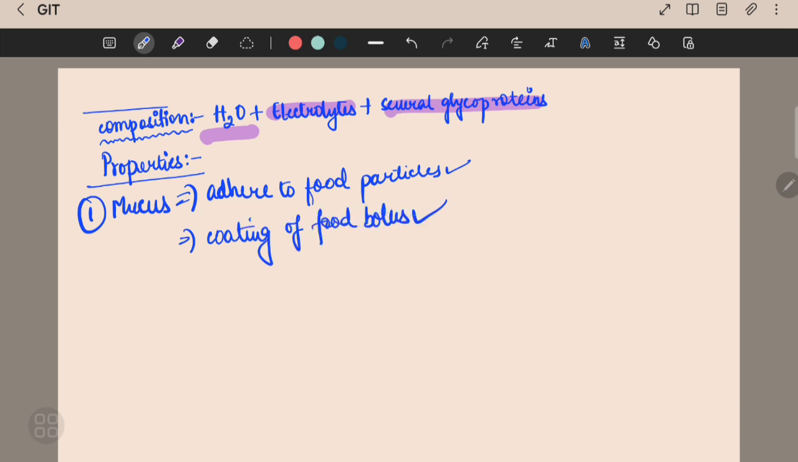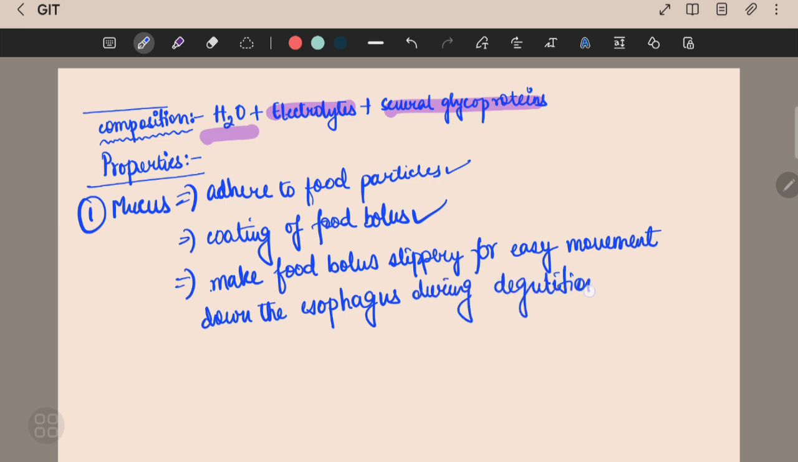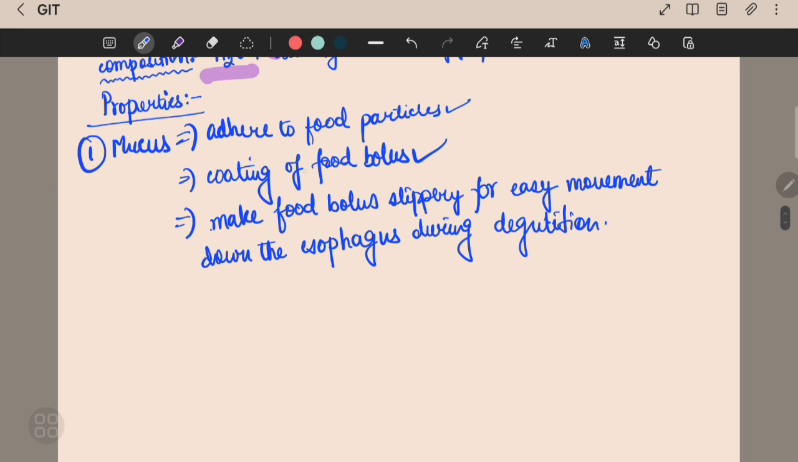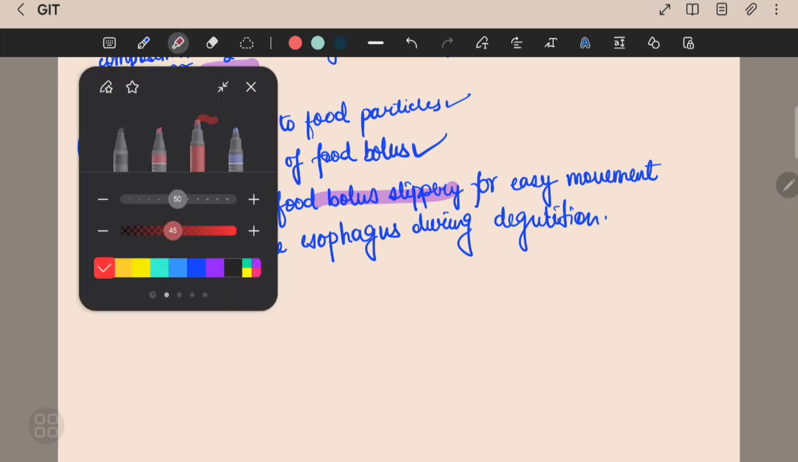The food passes as the food bolus. So the bolus will be coated, and it will make it slippery. That means mucus has low resistance. So mucus will make the food bolus slippery for easy movement down the esophagus during deglutition. So when you swallow the food, at that point of time the mucus will coat the food bolus, adhere to the food particles, and make it slippery so that it can easily move down. That is the esophagus during deglutition.